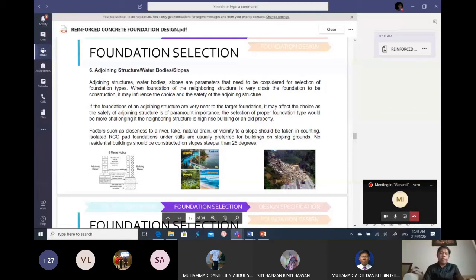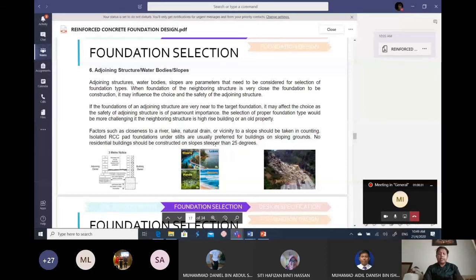When the foundation of the neighboring structure is very close to the foundation to be constructed, it may influence the choice of foundation and the safety of the adjoining structure. Normally, factors such as closeness to a river, lake, natural drain, or vicinity to a slope should be taken into account. Isolated reinforced concrete foundation, pad foundation, or steel are usually preferred for buildings on sloping ground. No residential building should be constructed on a slope steeper than 25 degrees.